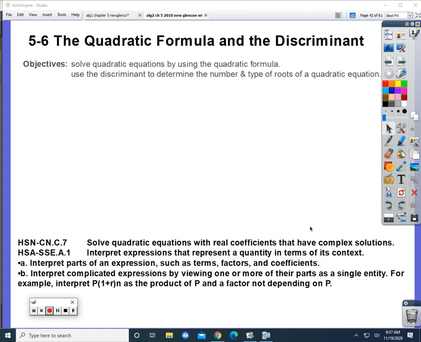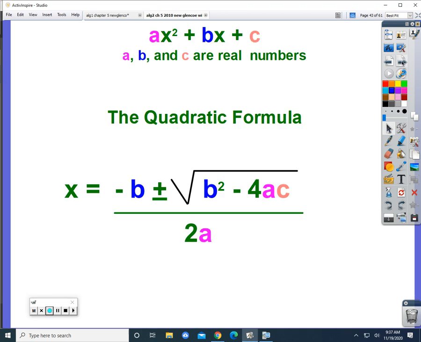We're going to do section 5.6, the quadratic formula and the discriminant. So we're going to learn how to use the quadratic formula to solve any quadratic equation. So let's start with the formula: ax squared plus bx plus c. Any quadratic equation can be written this way generally. A, b, c are real numbers.